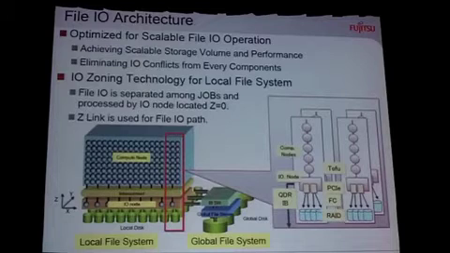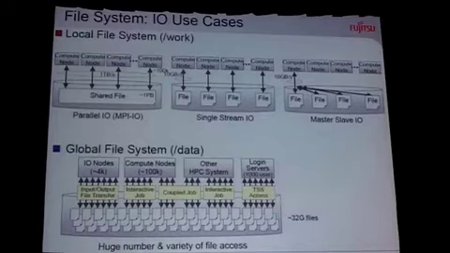So to realize this job scheduling, we allocate the jobs and allocate the storage. It's I/O zoning technology for a local file system. We assume this type of I/O usage. For a local file system, we assume parallel I/O, single stream I/O, and master-slave I/O. And in a global file system, there is a huge variety of file access, for example, I/O nodes and compute nodes, or other HPC systems and login nodes.